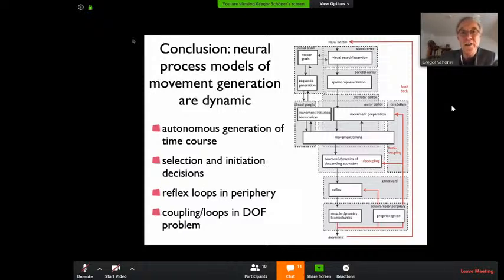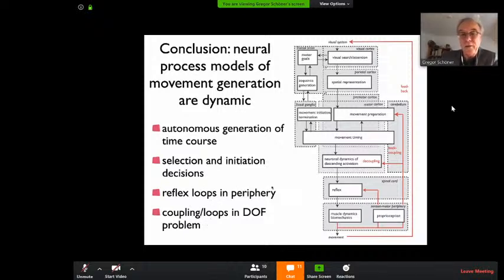My conclusion is that neural process models of movement generation are dynamic in nature. They are dynamic in the sense that they autonomously generate time courses. They make selection decisions and initiation decisions. And I argued that decisions like that entail recurrent networks that self-stabilize, that make one state unstable and create new stable states. And of course, there are the reflex loops in the periphery.